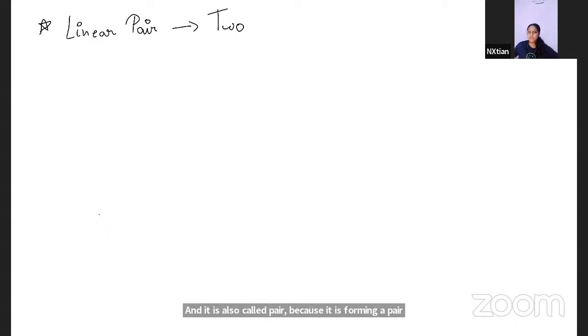Ma'am, why is it called pair? Because the same as supplementary angles, it is called a pair because it is forming a pair of two adjacent angles on a straight line. So that is why it's called a pair.